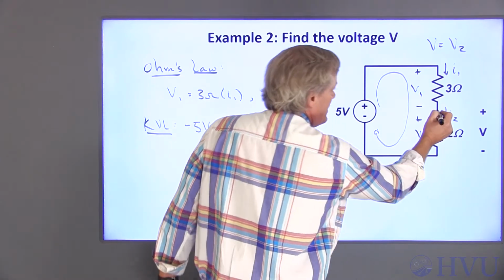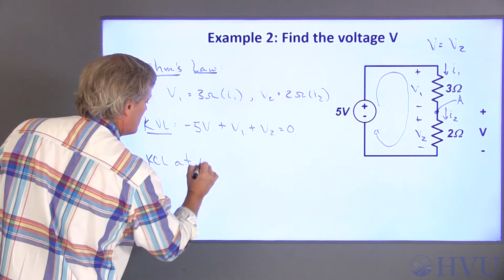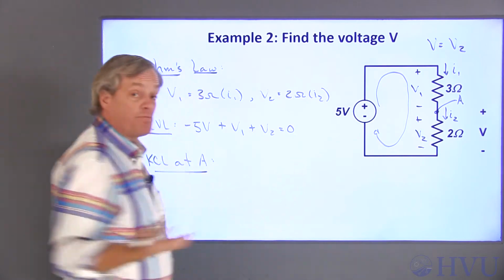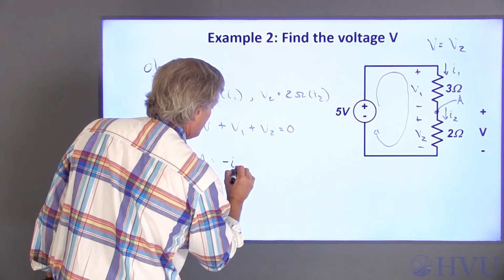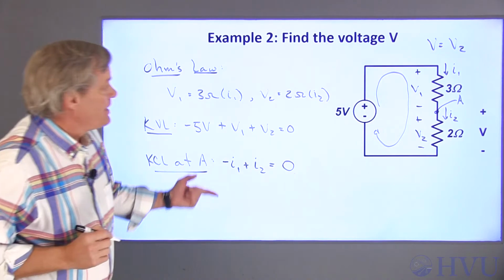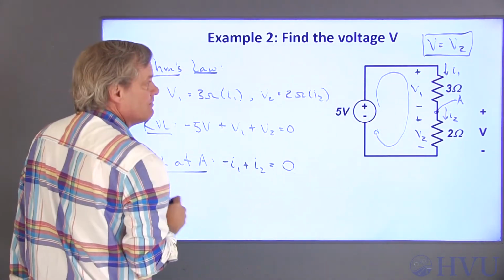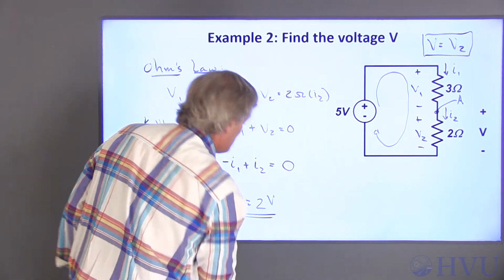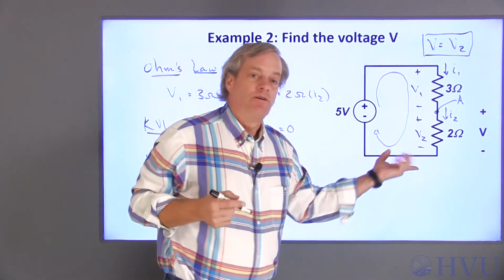Finally, KCL here at node A results in, if I use positive currents leaving the node, I2 will be positive and I1 will be negative. So negative I1 plus I2 is equal to 0. Now I can solve these equations, including V is equal to V2, to find that V2 is equal to 2 volts. Now let's do a different sign convention here and try the problem again.